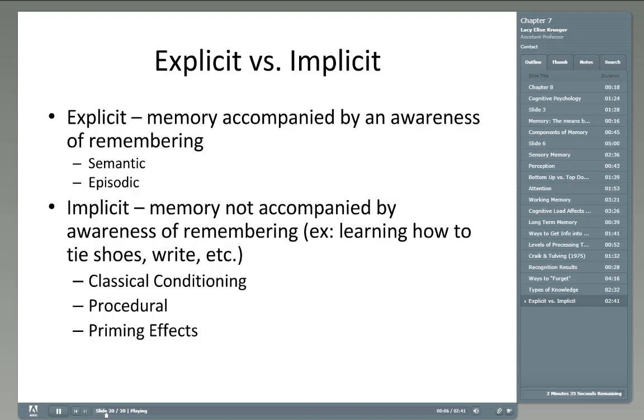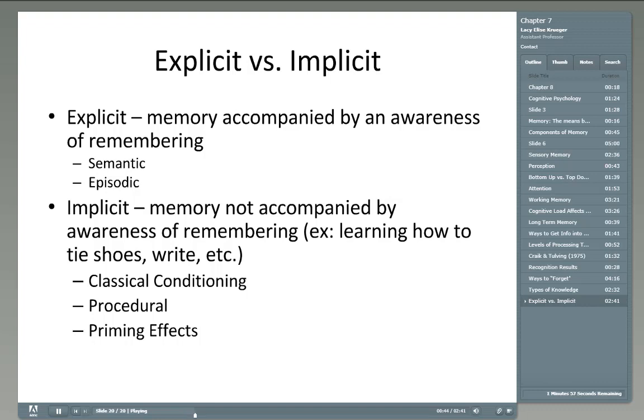Finally, we'll talk about two different types of memory. There's a distinction between explicit and implicit memories. Explicit memory is memory accompanied by an awareness of remembering. With semantic memory, these are memories for facts, such as, who was the 16th president, who was the first person to scale Mount Everest, and so forth. What is 2 plus 2? And we can contrast this to episodic memory, which is memory for episodes. You can think about memory for events, autobiographical memories, etc.